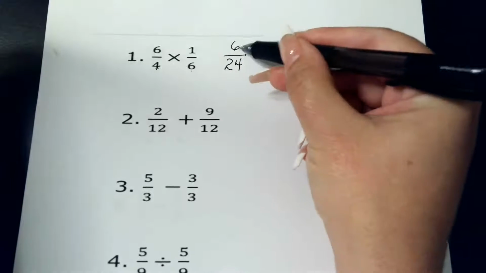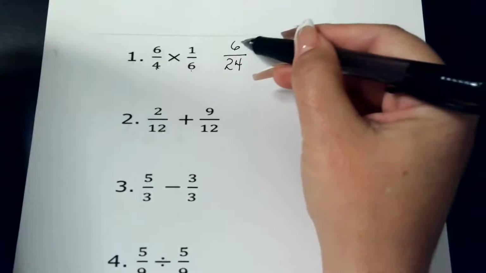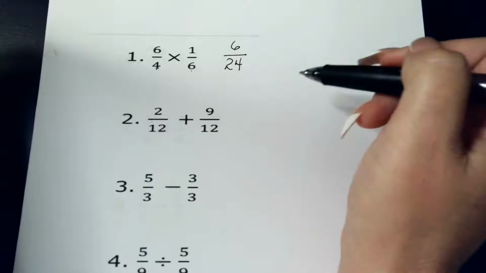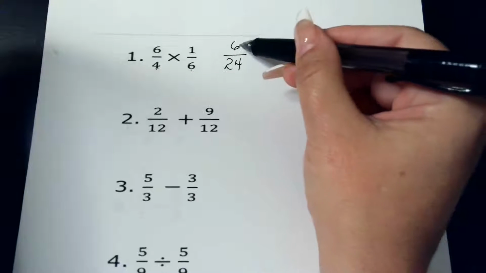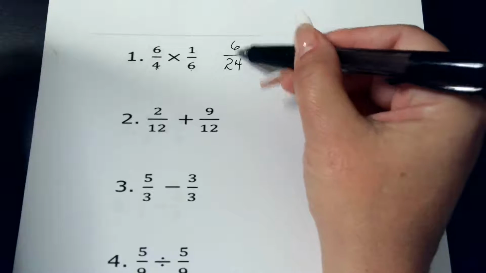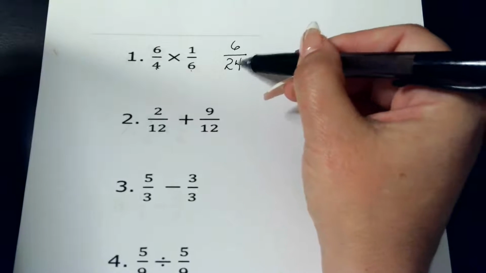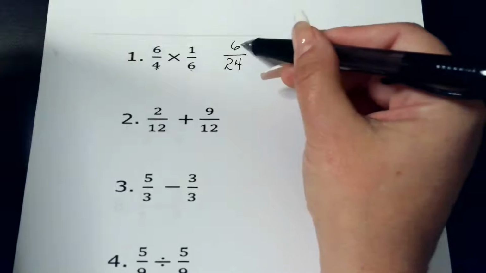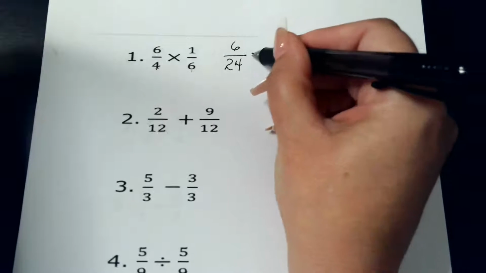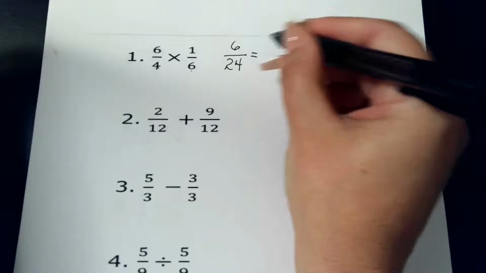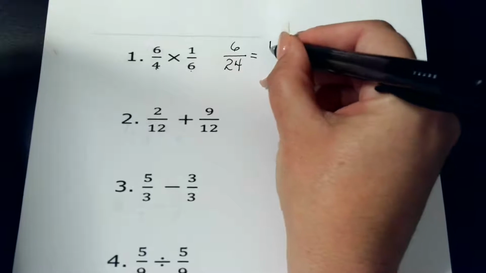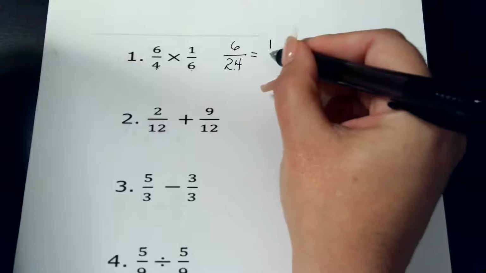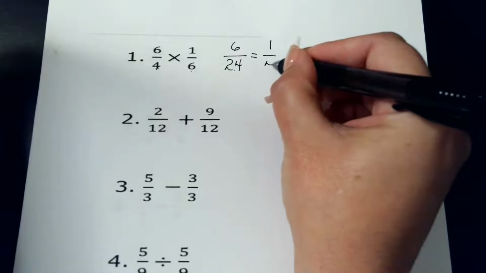This is not simplified. Both numbers are even, so at the very least, they can both be divided by 2. But we notice that 6 is a factor of 24, and 24 is a multiple of 6. So they can both be divided by 6. To break this fraction down, we divide by 6. 6 divided by 6 is 1, and 24 divided by 6 is 4.